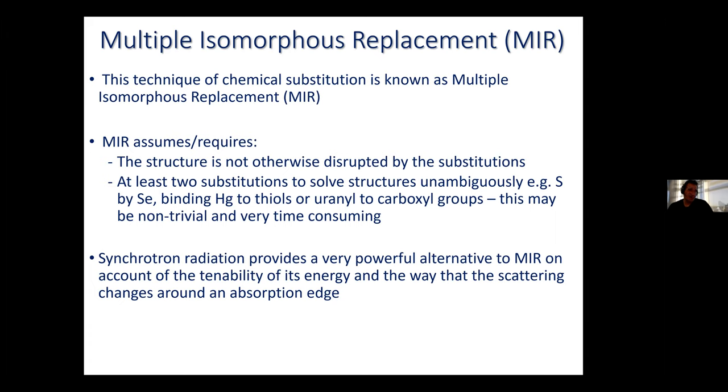That's much easier said than done. It can sometimes take years to do the chemistry and then to recrystallize it in the new form. And you also have to assume that if you replace one atom in the structure by another atom, you don't significantly change the structure around it. And actually, it turns out that our experience now shows that these substitutions generally don't leave the actual chemical binding, apart from that one atom, significantly changed.